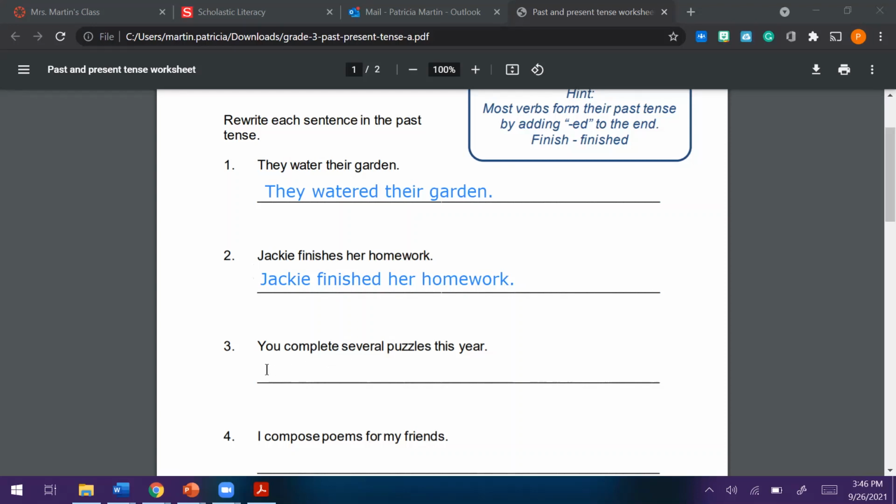For this next one, I'm going to give you a few moments to try to determine what the answer is independently, and then we'll go over it. I'll give you about 30 seconds after I type up the sentence. But then I want us to go over it together. So let's go ahead and type it up. You complete several puzzles this year. What would it be to make the verb of this sentence past tense? I'm going to pause right here just for a few seconds. And if you want to pause me and figure out the answer before I continue on, that will work out well too.